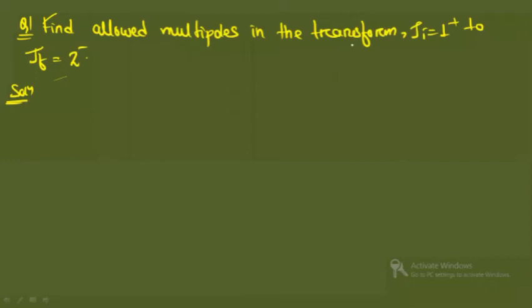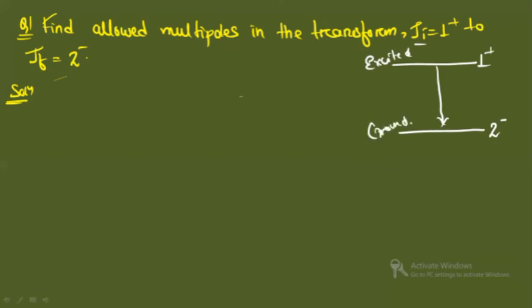The first example is to find the allowed multipoles in the transition Ji equals 1 positive to Jf equals 2 negative. That means the initial state is the excited state, with spin parity 1 plus, and the ground state is 2 negative, because in gamma decay the initial state is the excited state and the final state is the ground state.